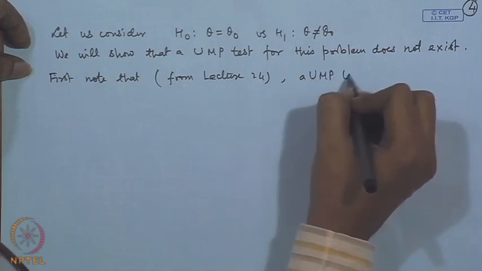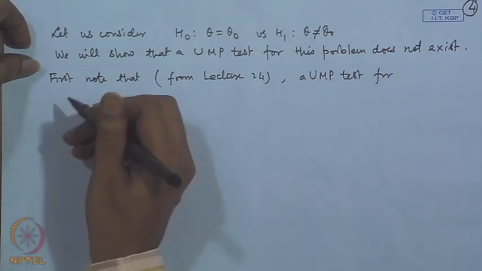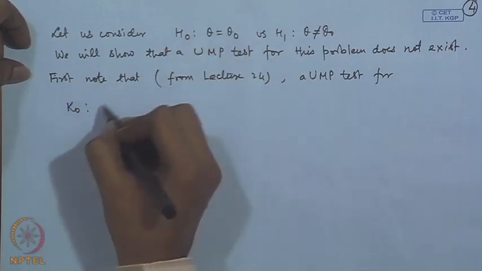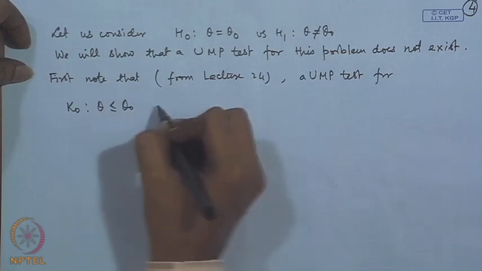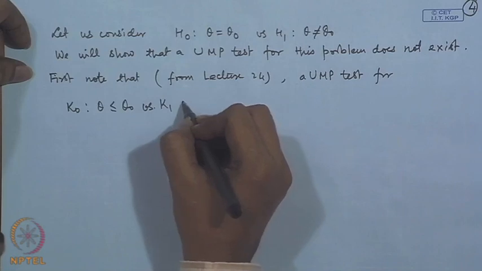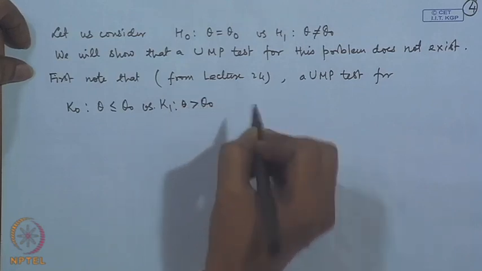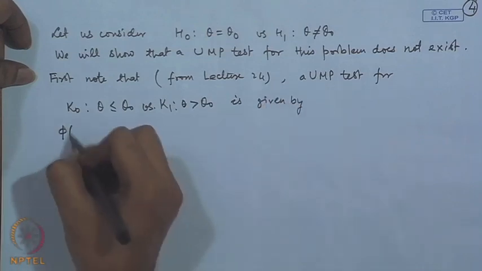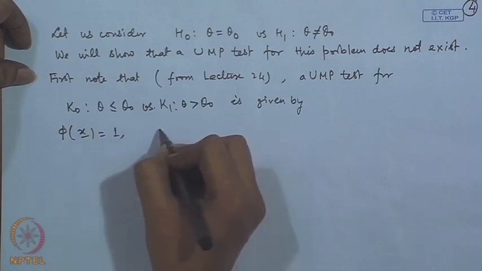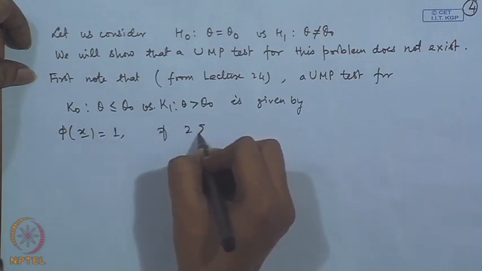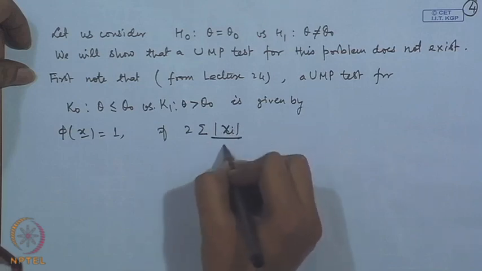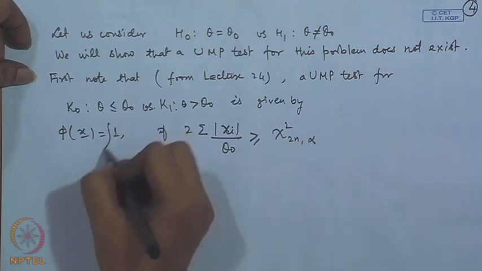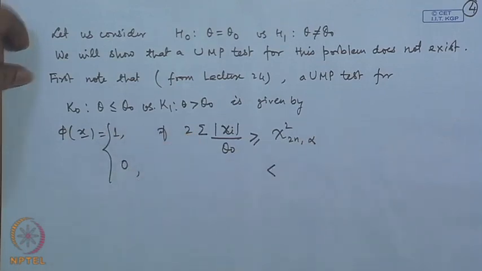A UMP test for, let me give some different names than H naught and H 1, we can consider say K naught: theta less than or equal to theta naught against K 1: theta greater than theta naught is given by phi x equal to 1 for twice sigma modulus x I by theta naught greater than or equal to chi square 2 n alpha, and 0 if it is less.